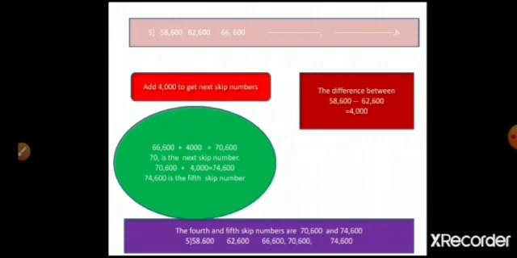58,600, 62,600, 66,600, 70,600, and the last fifth one is 74,600. Like this we complete the series. Next we see the eighth question.